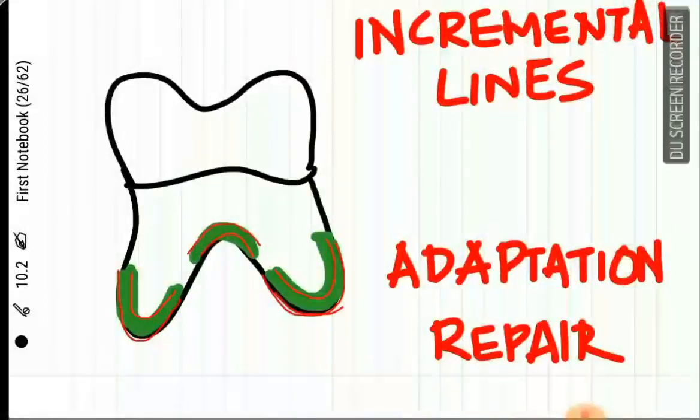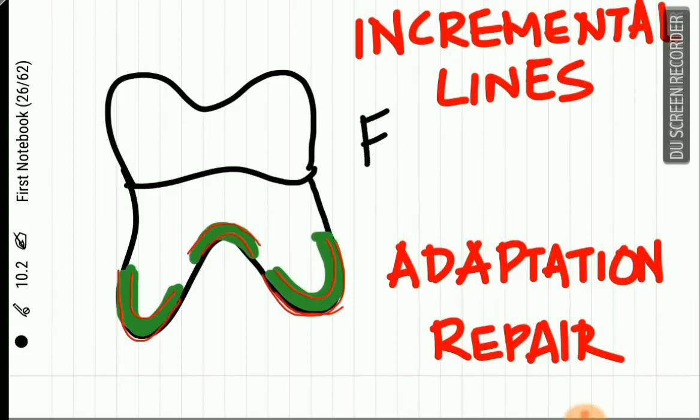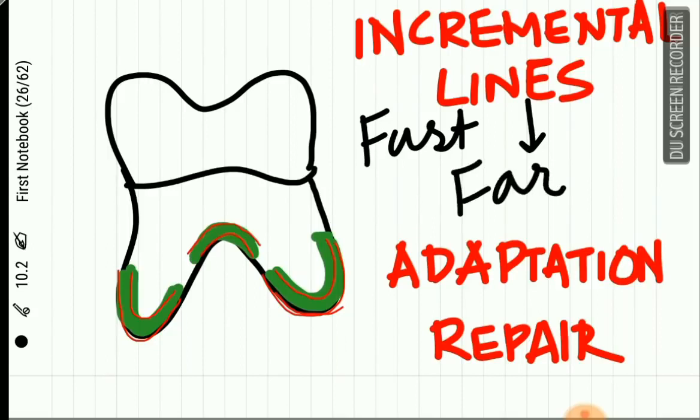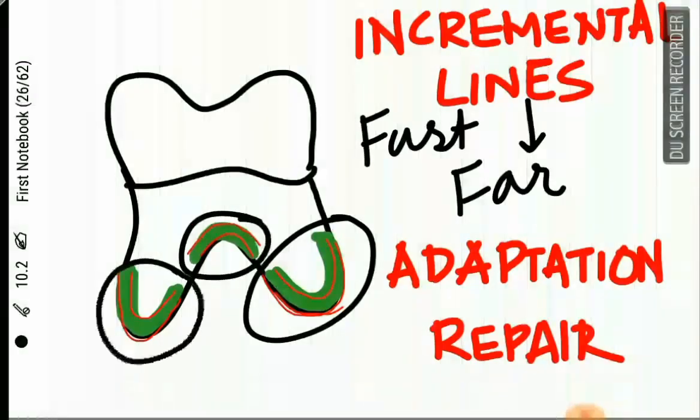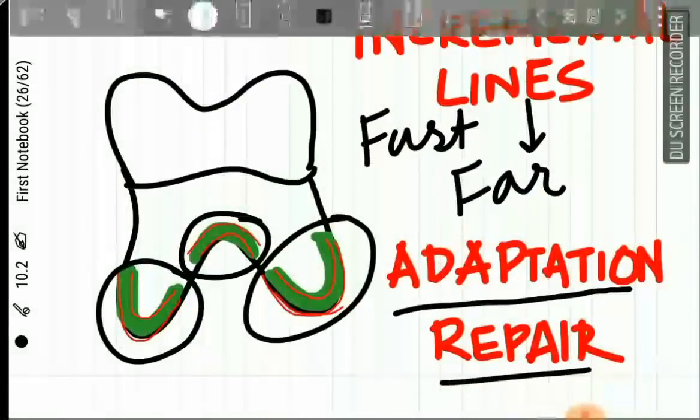Now, how are the incremental lines in this cellular cementum? The rate of deposition of the cellular cementum is very fast. So these incremental lines are far apart from each other as shown in this picture, as compared to the acellular extrinsic fiber cementum. And what is the function of this cellular cementum? It is adaptation and repair.